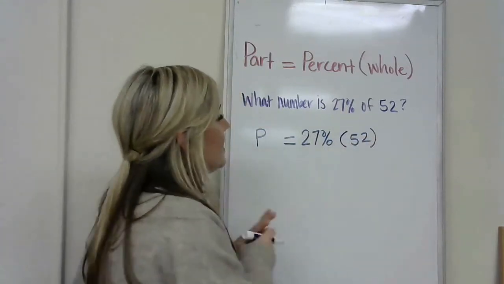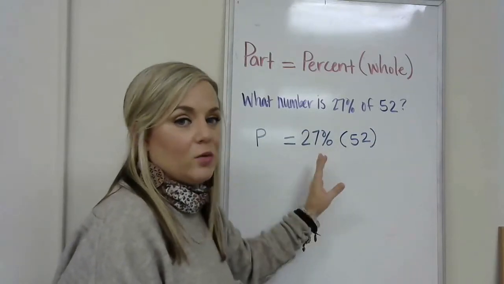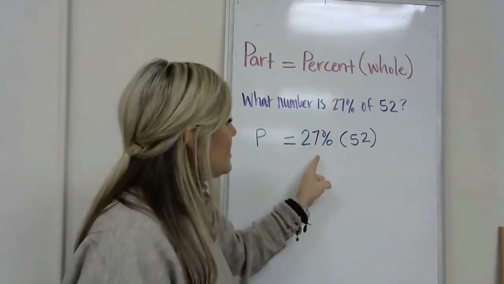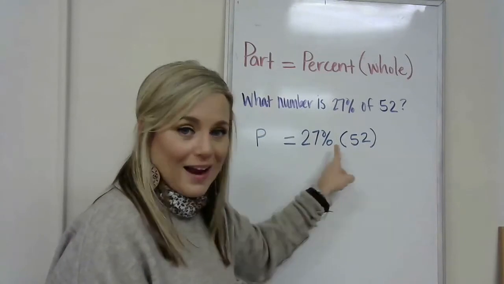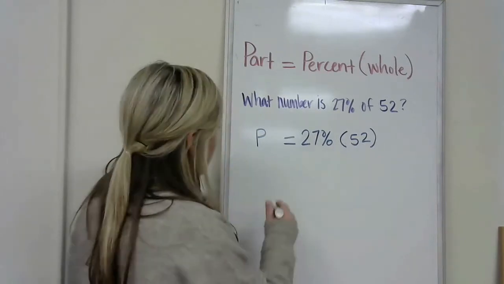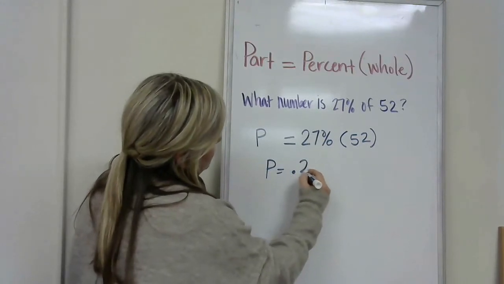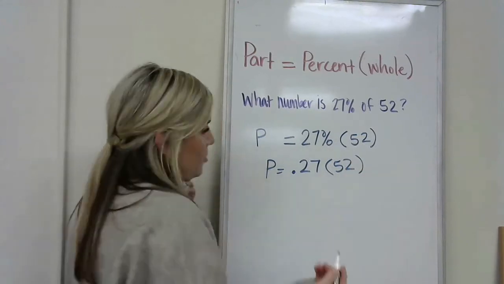Now, yesterday I had a proportion set up. I had a percentage is equal to this. I didn't have to change my percents to decimals. But today I'm multiplying a percentage times a whole number, so I've got to change that. So the part is equal to 0.27 times 52. All right, this should be easy.